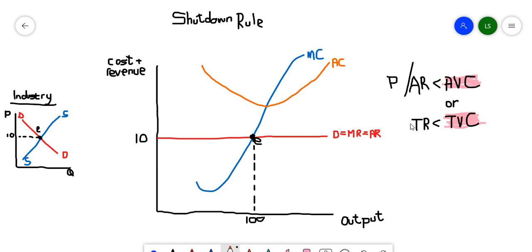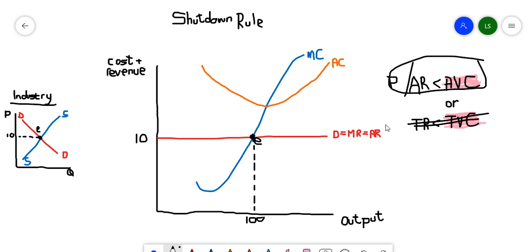Do we have total revenue on this graph? No, we don't. We have marginal revenue, we have average revenue, we don't have the total revenue. So we are not going to be using this rule. Okay, I'm going to scratch it out. We're not using this rule on this graph because we don't have total revenue. We have average revenue. There's my average revenue. We have price. There's my price. So we can use this rule. This is the one that we are going to be using on the graph.